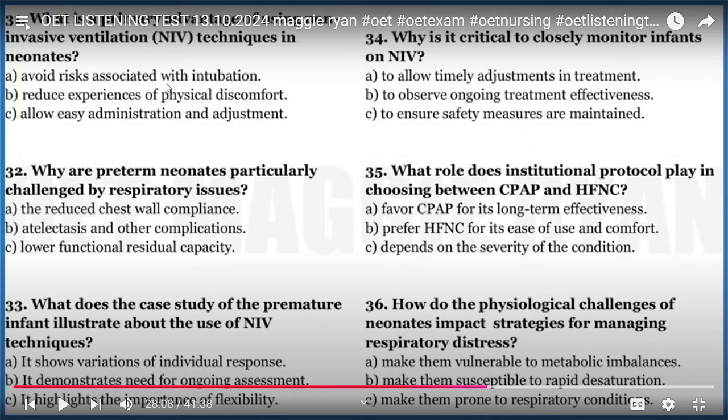So your answer will be this, and these two other things they are not mentioning. Please try to listen. For the first question we have matched: the most significant advantage of non-invasive ventilation for the neonate, and they have clearly mentioned that it reduces the risk of intubation, such as complications. So this is the answer for question number 31. Please listen whether they are mentioning these other two or not.